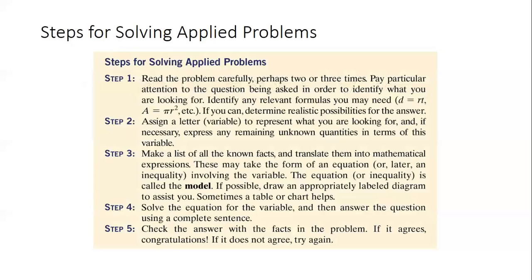Step 3, you want to make a list. So if possible, create a table of information. And then step 4, solve the equation for the variable that you're missing. And then always, always, always check that it makes sense to the problem and that you didn't come up with any undefined situations.